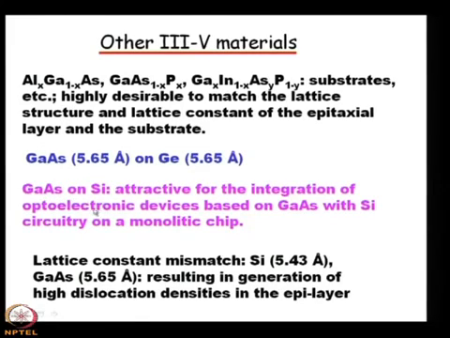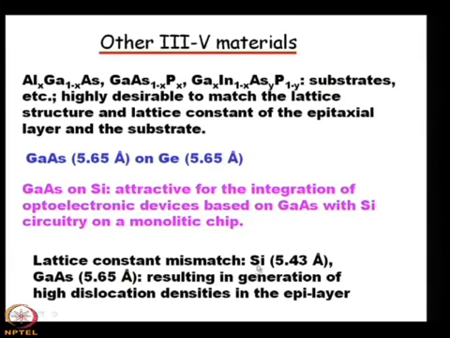So, gallium arsenide on silicon is very important for the investigators, but the problem is the lattice constant mismatch. Silicon has a lattice constant of 5.43 angstrom and gallium arsenide has a lattice constant of 5.65 angstrom. So, essentially we find a difference of 0.22 angstrom, and this is very high for the growth of a gallium arsenide epitaxial layer on silicon.